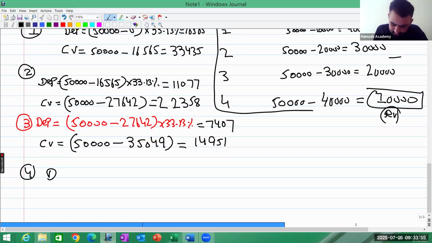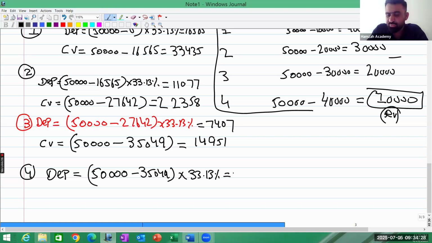In year 4, depreciation will be 50,000 minus accumulated depreciation, into 33.13%. It will be 4,951.